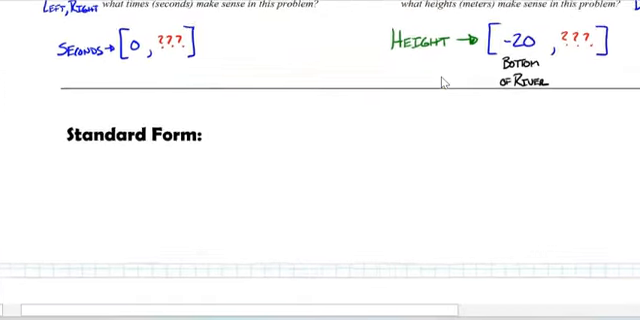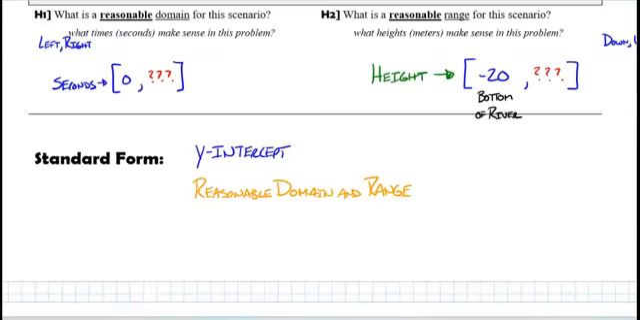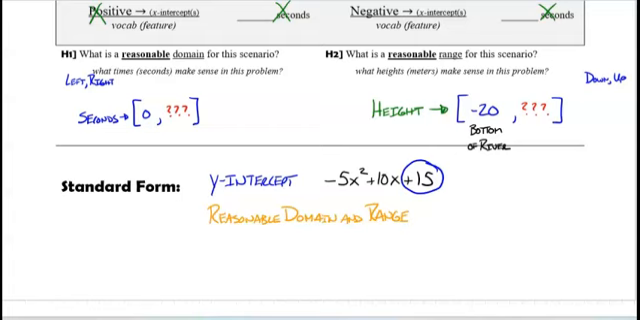So thinking about standard form of an equation, we can confidently determine the y-intercept from the equation, as well as roughly part of the reasonable domain and range, and noting the y-intercept is the last value from the standard form.